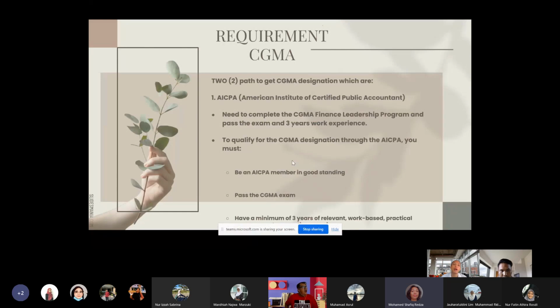Okay. To get the CGMA designation, you need to get one of two routes. The first one is from the AICPA, the American Institute of Certified Public Accountants, in which you need to complete the CGMA finance leadership program and pass the exam, with 3 years of work experience. To qualify for the CGMA designation through the AICPA, you need to be in good standing as an AICPA member, pass the CGMA exam, and have a minimum of 3 years of practical work experience.